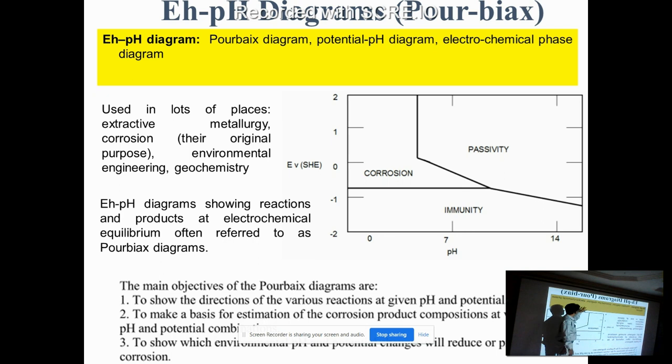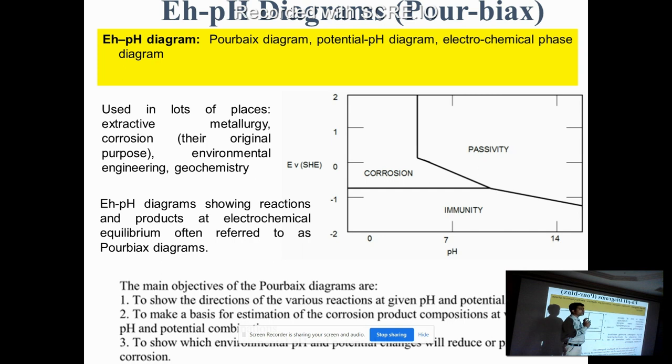We know in material science the phase diagrams, where we will talk about only the phases. But here, along with the phases, because all reactions are electrochemical in nature, these diagrams are also called electrochemical phase diagrams. Because the electron is also involved in the chemical reactions. So, four names: either Pourbaix diagrams or Eh-pH. What does Eh-pH mean? Eh means potential. Potential pH diagrams or electrochemical phase diagrams.